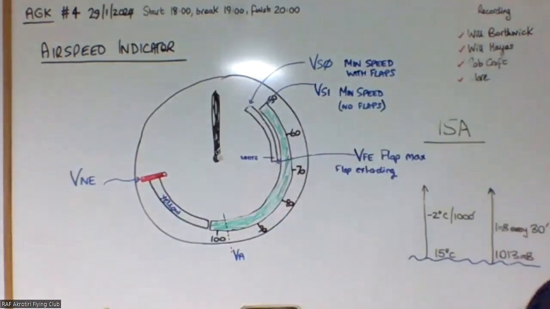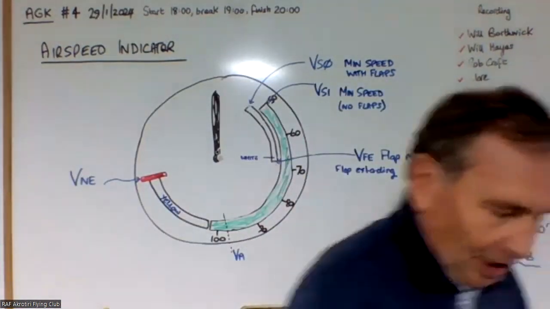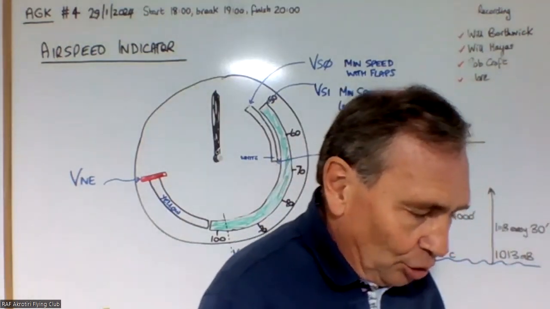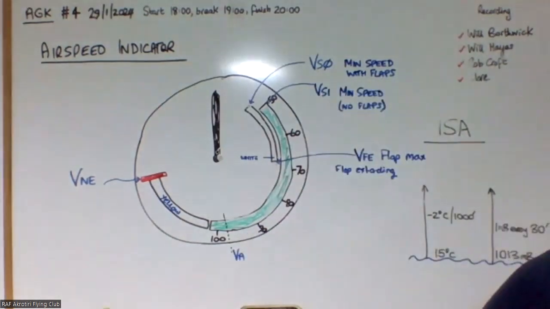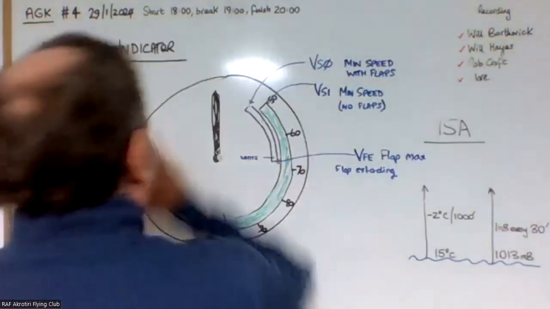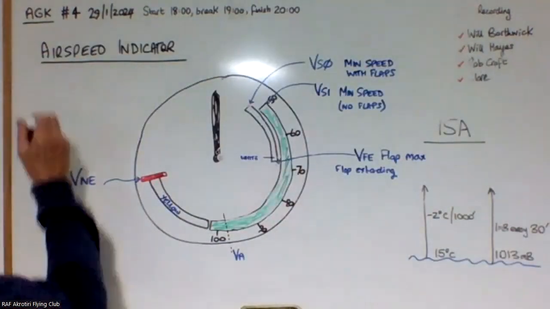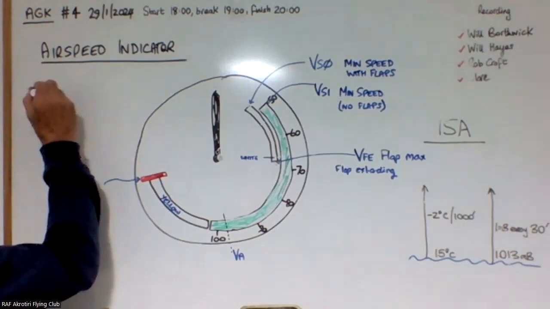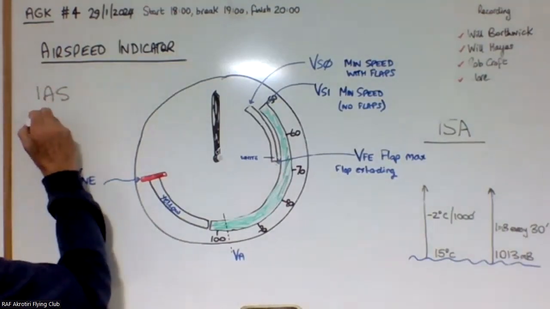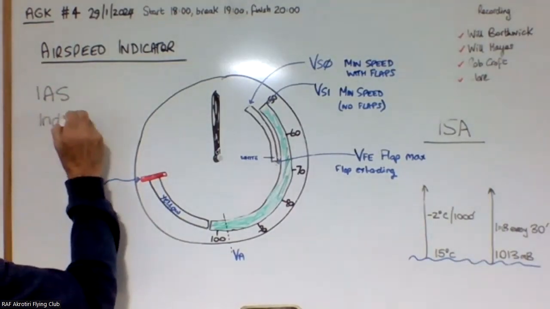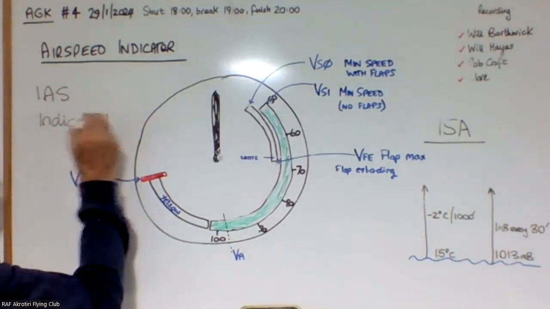Now, we call this, what I'm looking at here, IAS, indicated airspeed.